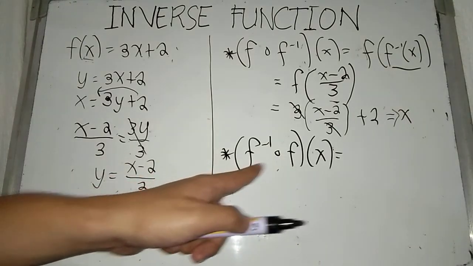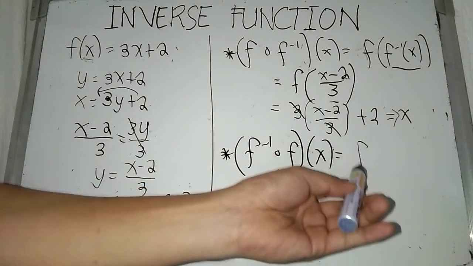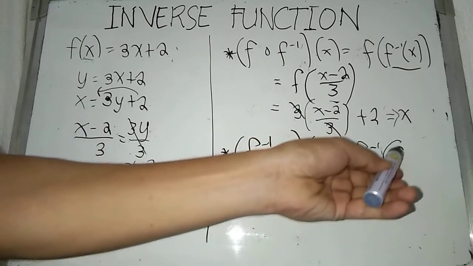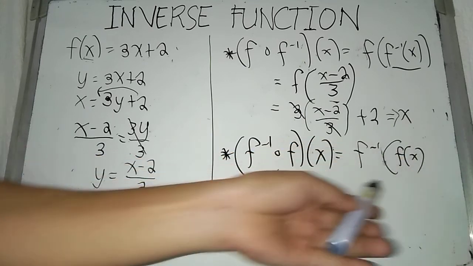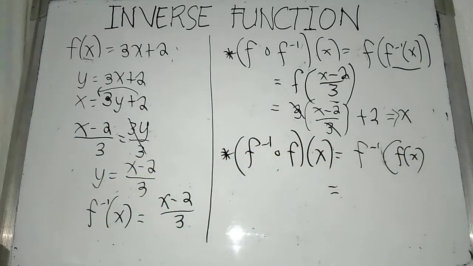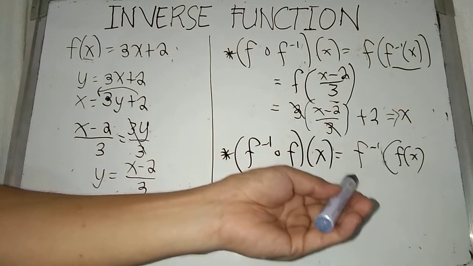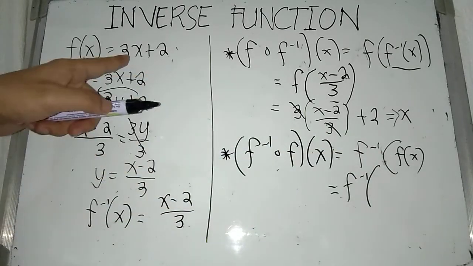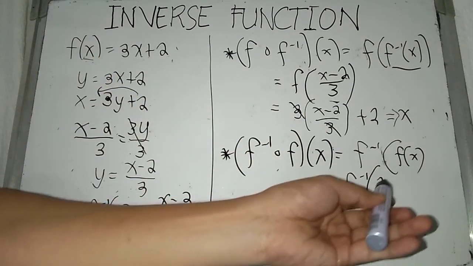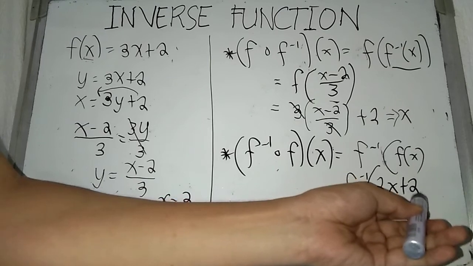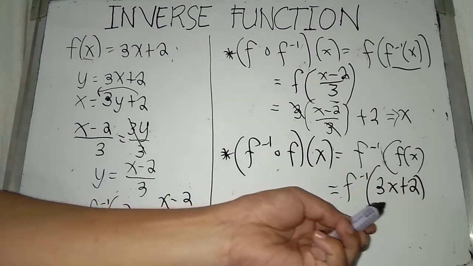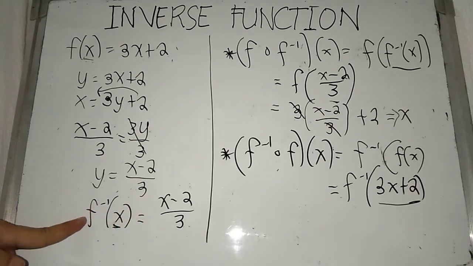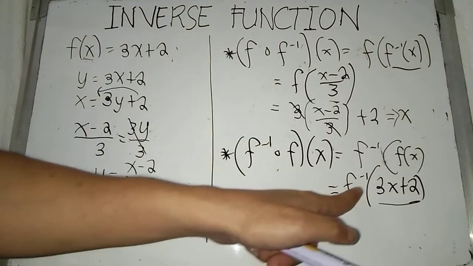So what is f inverse composite of f of x? This is now f inverse of f of x. So this is now equal to, copy f inverse. But what is f of x? f of x is equal to 3x plus 2. So we have here 3x plus 2. Now this is the x value that we are going to substitute on our x in terms of f inverse because we are dealing now with f inverse.